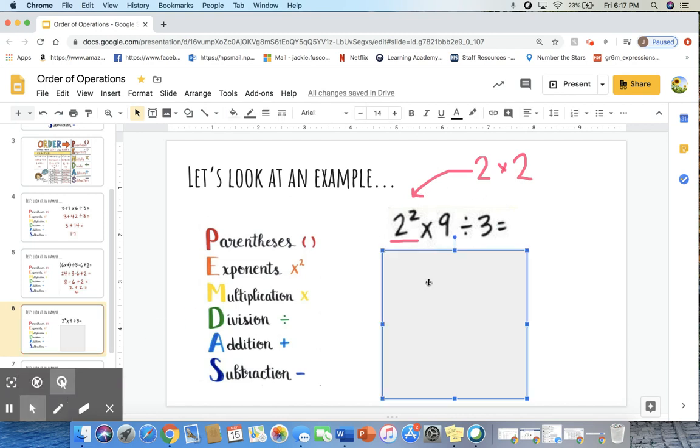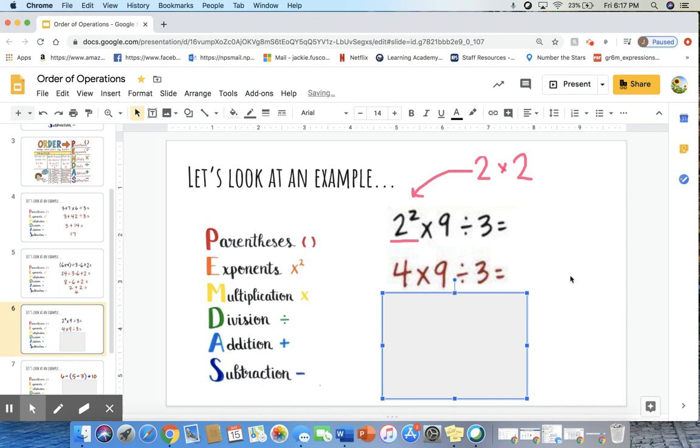So if I solve 2 squared, 2 times 2 is 4. And I'm going to bring down the rest. Times 9 divided by 3. So I did parentheses and exponents.